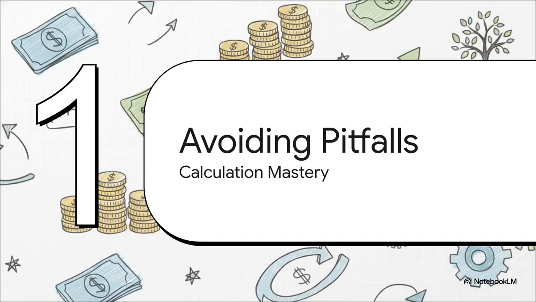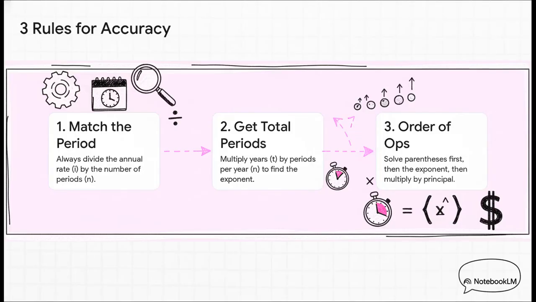Okay, applying this formula correctly is absolutely critical. So let's talk about the most common mistakes I see students make. Understanding the concept is one thing, achieving calculation mastery is another. Let's make sure you get this right every single time. I want you to burn these 3 rules into your memory. First, always match the period. You cannot use an annual rate with a monthly period.